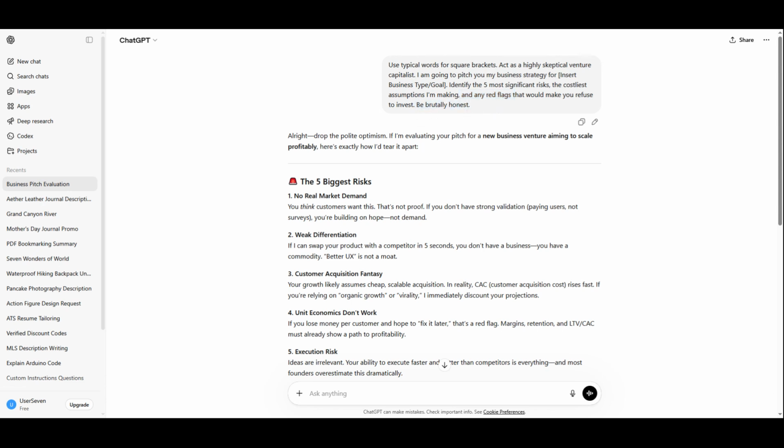Next, use ChatGPT for competitive positioning and gap analysis. This is where it can help you find the white space in your market, the opportunities your competitors are missing. To do this, give ChatGPT the names of your top competitors and ask it to analyze their messaging, pricing, target audience, and product strengths. Then ask it to identify what they are not doing well, what they are overlooking, and where your business could stand out.